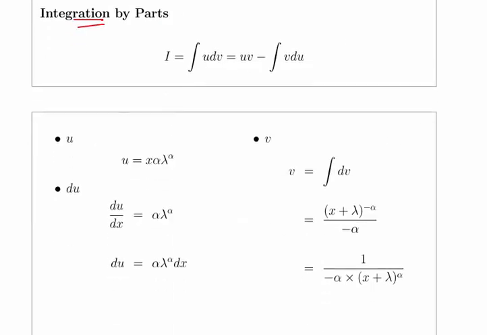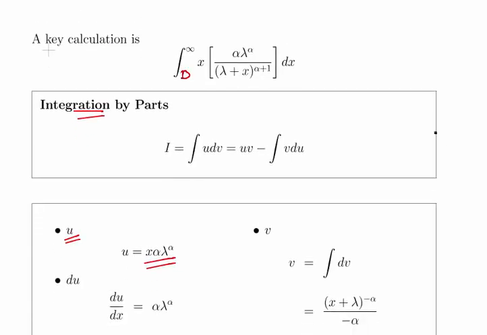Okay. Now, the u term is actually all of the numerator. So it's x times alpha times lambda to the power of alpha. That's the u term, and the dv term is this expression here.